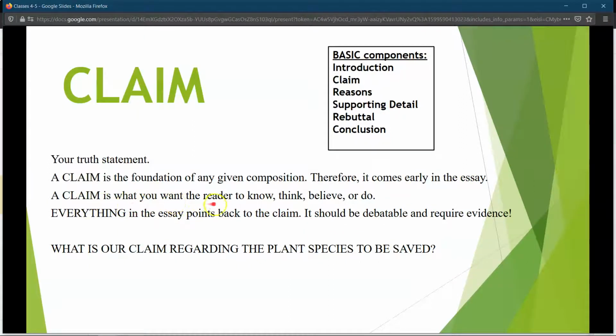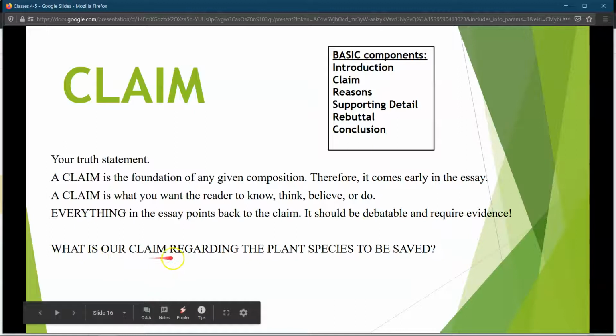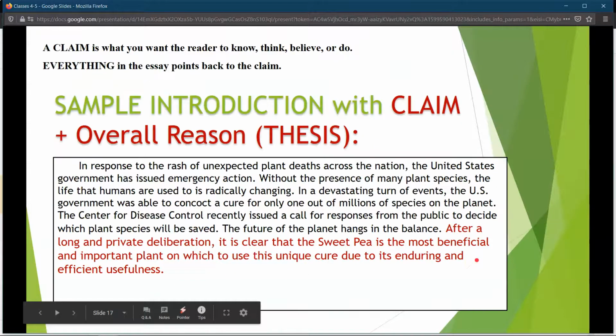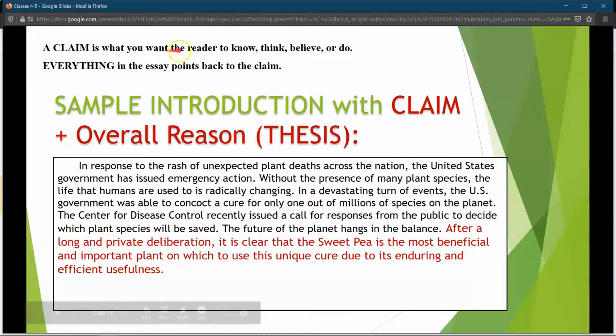A claim is what you want the reader to know, think, believe, or do. Everything in the essay points back to the claim. It should be debatable and require evidence. What is our claim regarding the plant species to be saved? So a claim is what you want the reader to know, think, believe, or do. Everything in the essay points back to the claim.